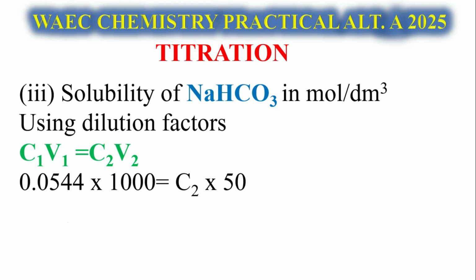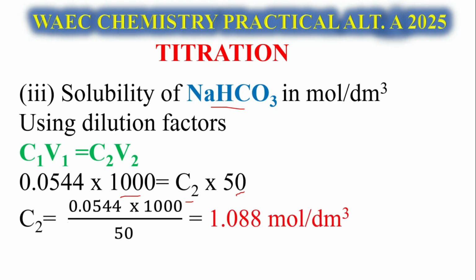0.0544 mole per dm³ is the mole per dm³ obtained from NaHCO3, multiplied by 1000, which is the standard cm³. Okay, I'm looking for my C, and this one is given, 50 cm³ is given from the question. So I'm going to have the solubility of NaHCO3 to be what? 1.08 mole per dm³. All right.